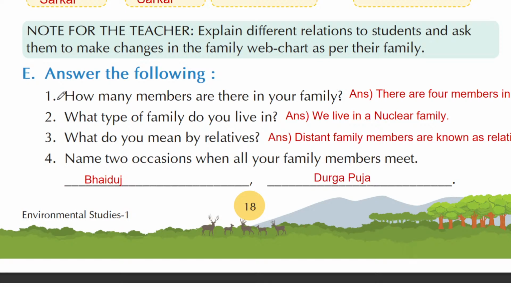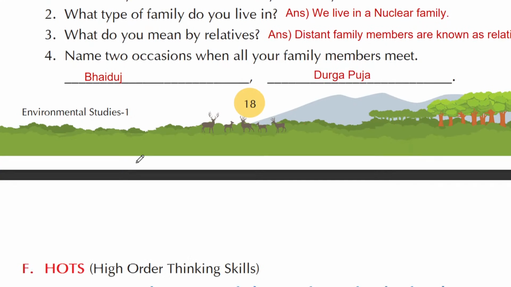Question number 3, what do you mean by relatives? So the answer is distant family members are known as relatives. So these are the family members that stay far away from us and they are the relatives. Name 2 occasions when all your family members meet. As I am from a Bengali family, we meet our family members during Bhai Dooj and Durga Puja. You can write down Raksha Bandhan, Diwali. So you can write down the names of any 2 occasions when all your family members meet. That is when there is a get together, when you meet all of your family members.